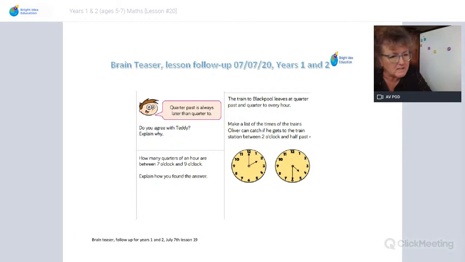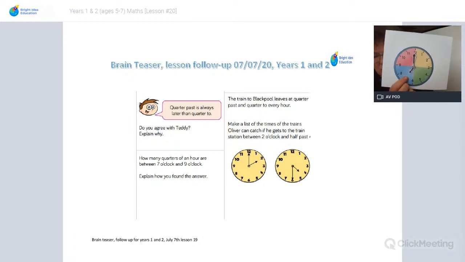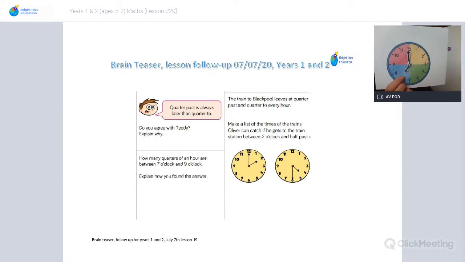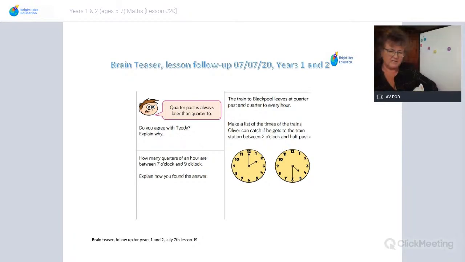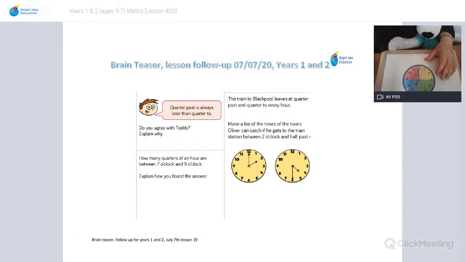So let's have a look, we're starting at 7 o'clock. If I put my clock face to say 7 o'clock, how many quarters of that clock face will we have before it's 9 o'clock? So let's have a little look as the hand goes around. I'm going to drop you down so that you can see the clock face.